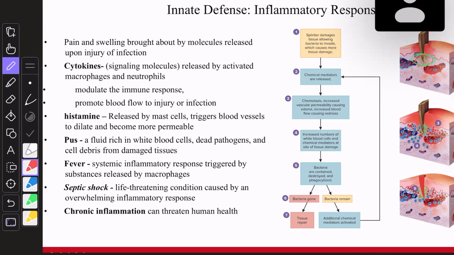Fever, systemic inflammatory response triggered by substances released by macrophages. So when you get sick, it's not specifically the bacteria that causes your fever. It's the immune system raising the temperature in an attempt to kill off whatever it can kill off. Okay, so a low-grade fever is not a bad thing when you're fighting off a virus.